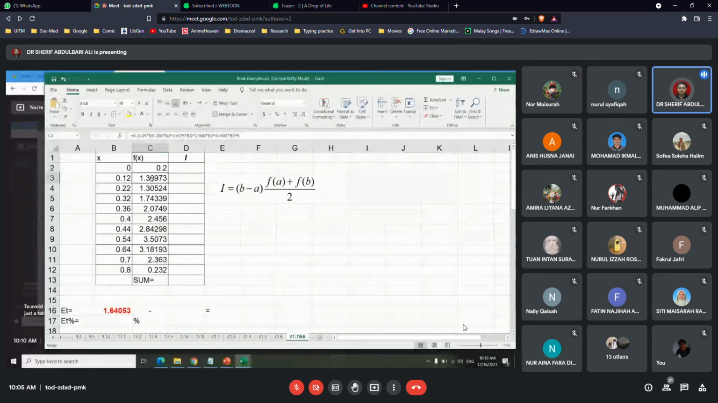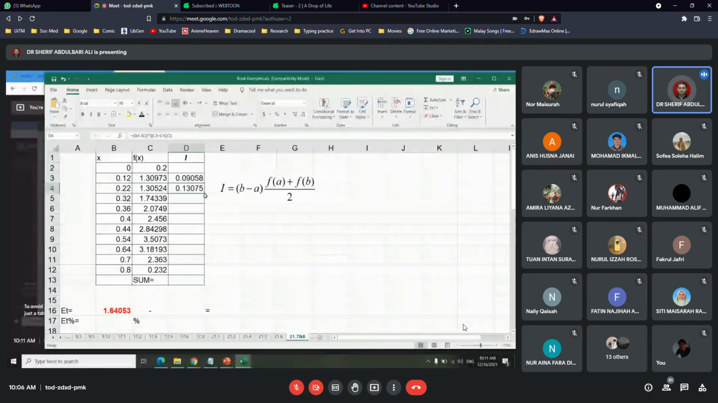So when I make my calculation, I will get the answer equal to 0.09. Then I will go for the second segment, from 0.12 to 0.22. So b minus a means 0.22 minus 0.12, times the function of a, 1.309, plus 1.305, over 2. We get the answer here equal to 0.130.